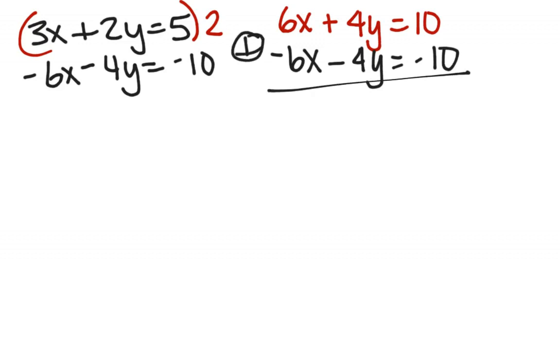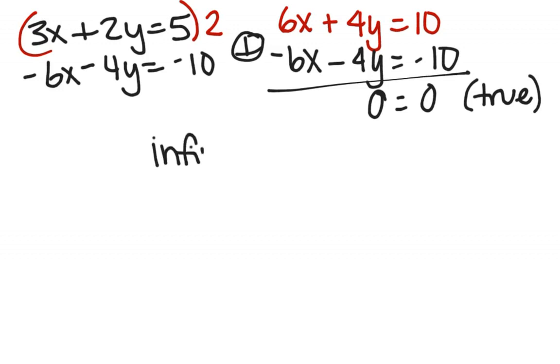To eliminate the x's, I'm going to add them together. So I get 0 x's. I get 0 y's. So I need, again, 0 there. And on the other side, I get 0. This is a true statement, and because it's a true statement, anything will work in the first equation and in the second equation at the same time. So that means I have infinitely many solutions to this problem.